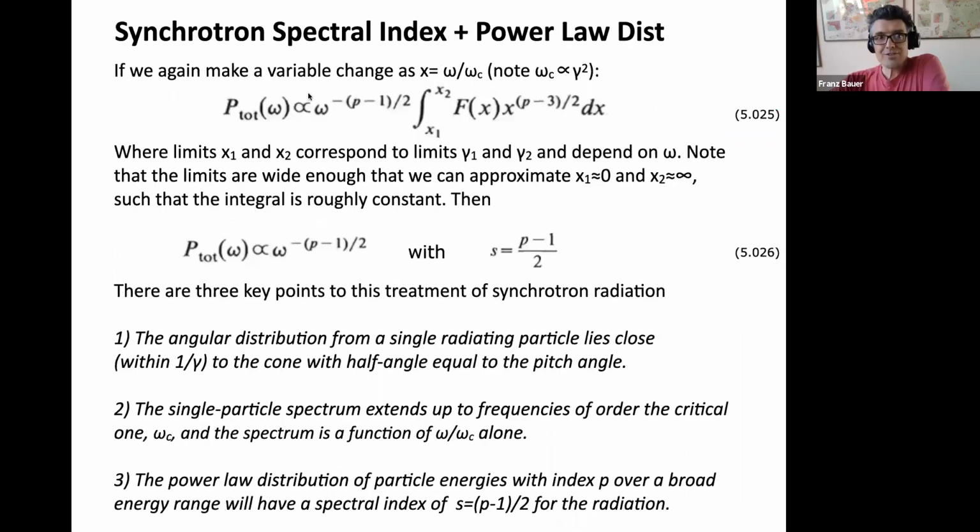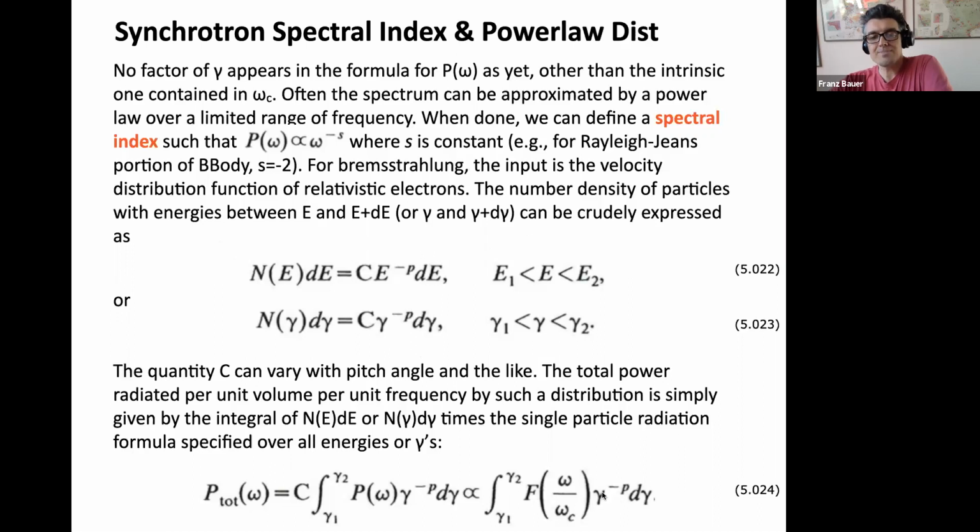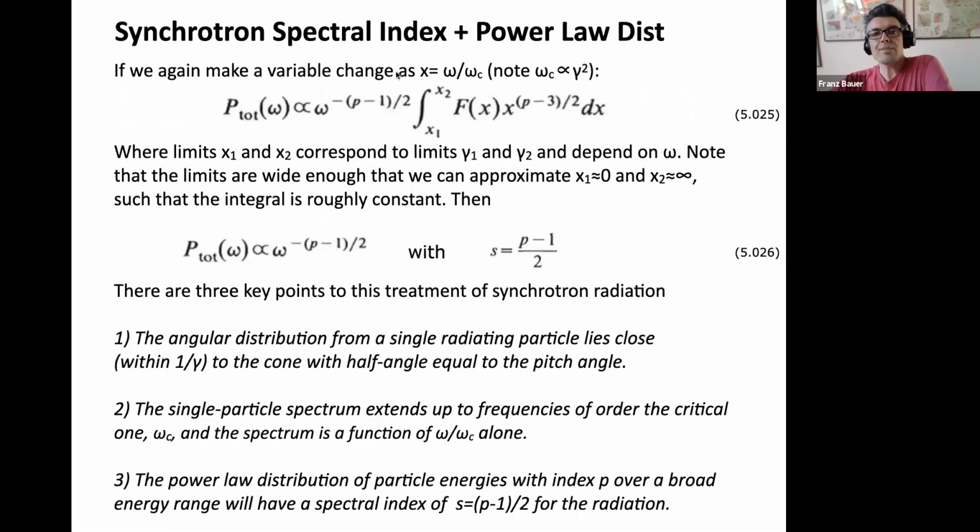We can make a variable change. And so we end up saying that this thing here, which is gamma, we can notice that let's say we have a variable change where x equals omega divided by omega c. omega c is proportional to gamma squared. And so we can make a substitution here for those things. And so this thing will end up being proportional to this ugly looking function.